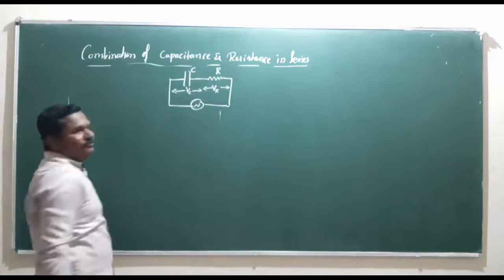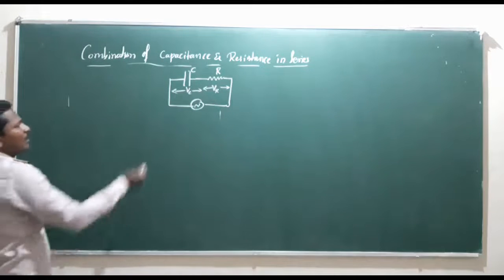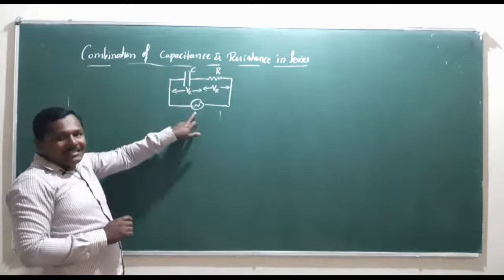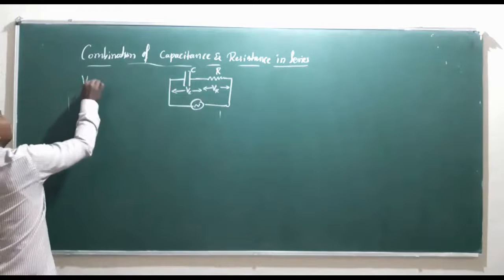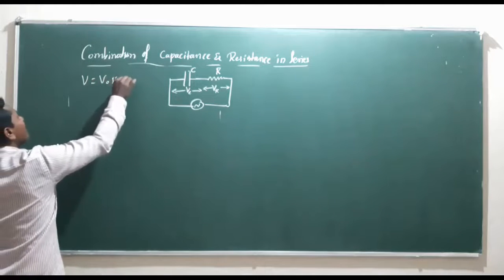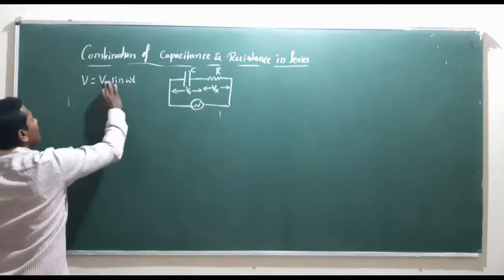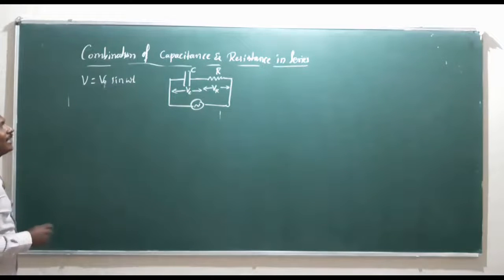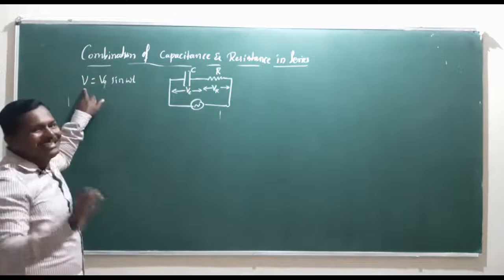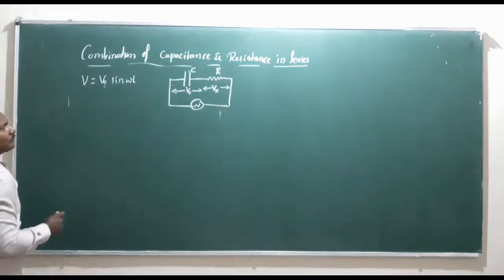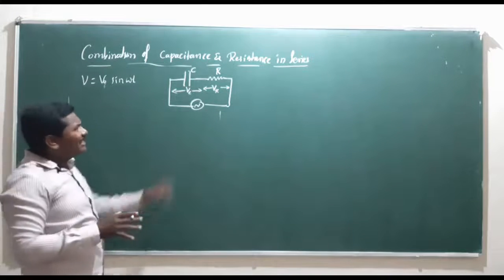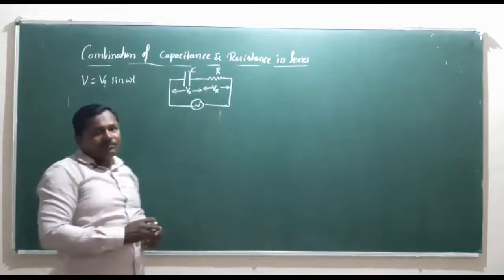Now, the alternating voltage of the AC source is represented by V equal to V naught sine omega t. We know that V naught is the peak value, omega is the angular frequency, and V represents the instantaneous voltage. Now, the capacitor and resistor are connected in series.